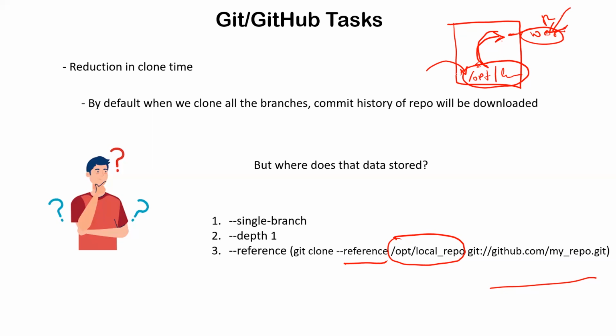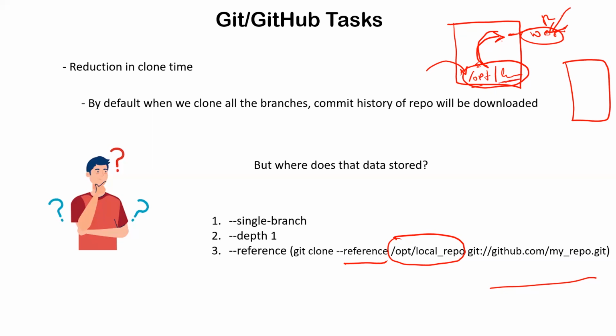And for this, one extra workaround that we need to do: for all the machines where we are executing a git clone, we should have downloaded this particular repository into the location /opt/local-repo. When we go with this methodology, it gradually reduced the whole clone time.